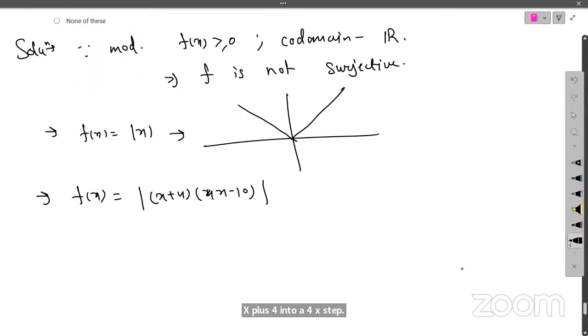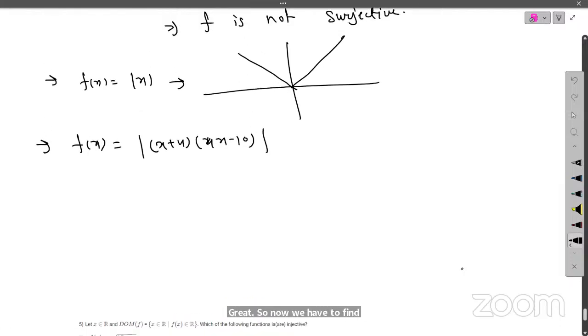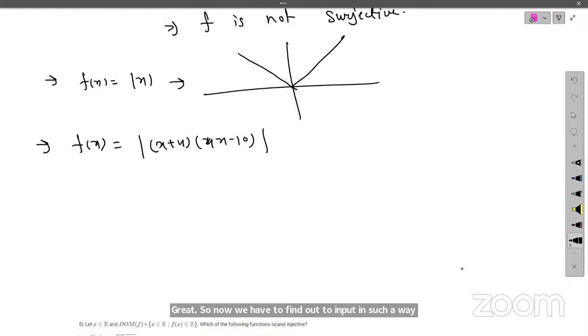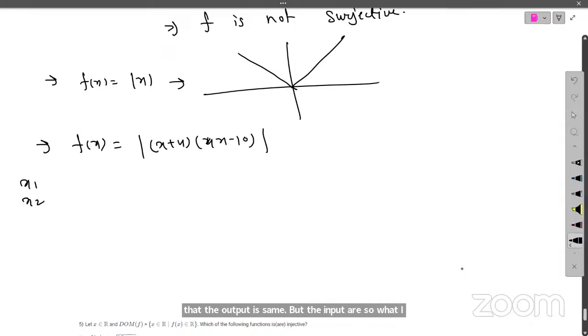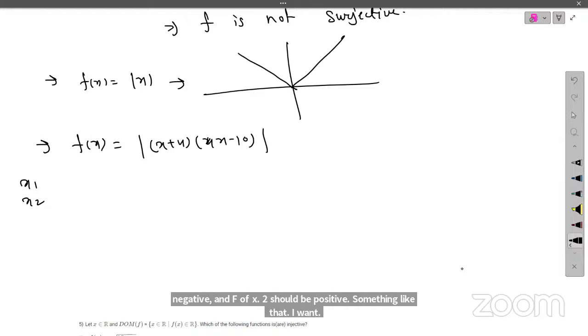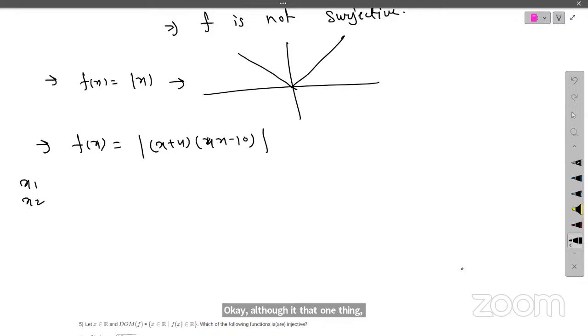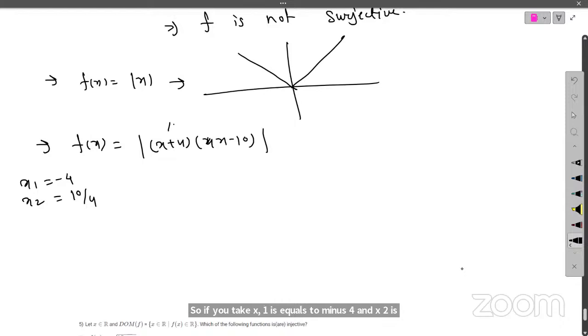Now we have to find two inputs such that the output is the same but the inputs are distinct. So I can find x1 and x2 in such a way that the value inside the modulus for x1 is negative and for x2 is positive, something like that. Also, as someone pointed out, if we have more than one zero, then it is not injective. So we can use that here also. If you take x1 equals minus 4 and x2 equals 10 by 4, that means I'm just taking this bracket equal to 0, and this bracket equal to 0.